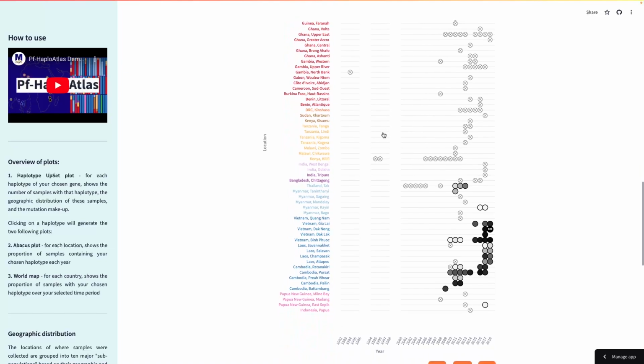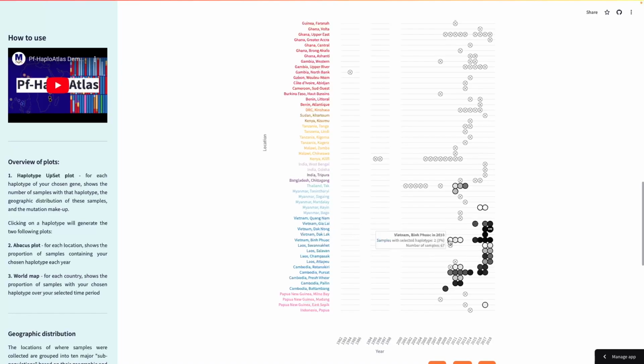And you can see there's something clearly going on here in the eastern part of Southeast Asia, as generally the plot is growing darker as we move towards the right. So the prevalence of C580Y is increasing with time here. For example, in this part of Thailand, there were plenty of samples collected which didn't have the haplotype, but we see it start to emerge from 2011 onwards, and you can get details from each bead when you hover over them. Similar has happened in Vietnam.